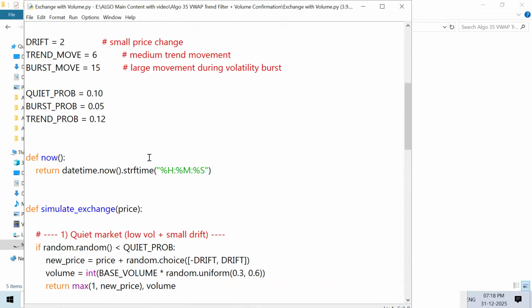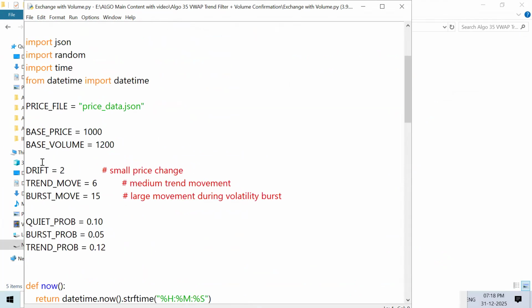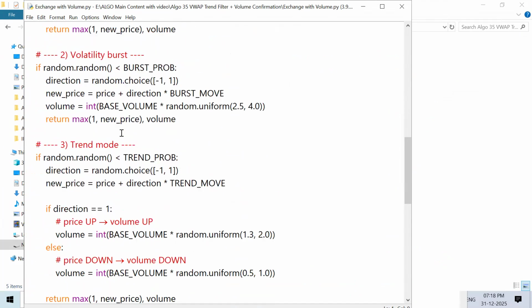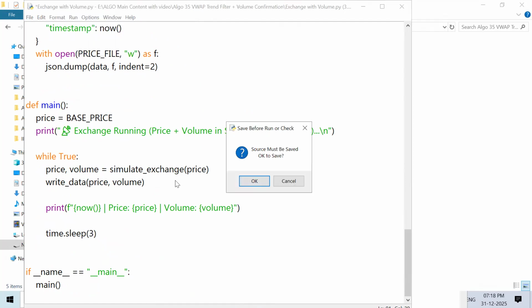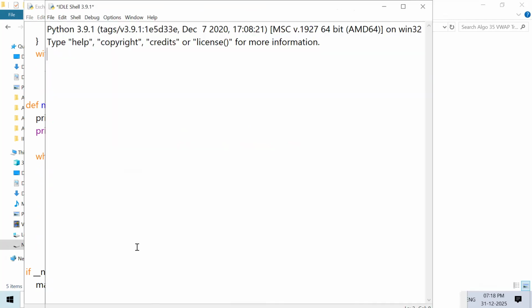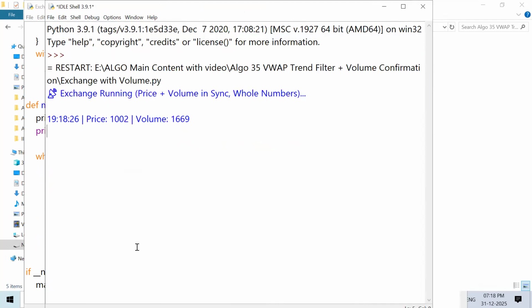Okay, so there is a delay. The price is changing, the volume is changing. We have a delay of 2. Okay, let me create this delay as 3. So after every 3 seconds, it is going to change the price. Now it is going to work very slow.